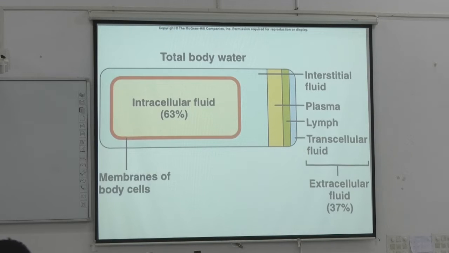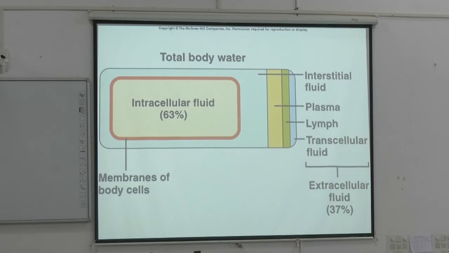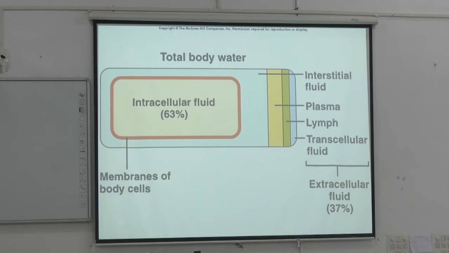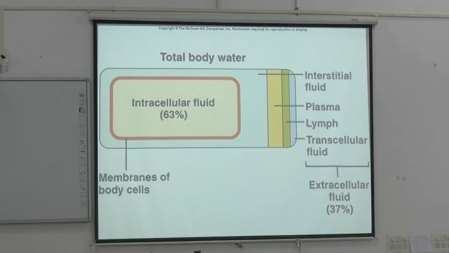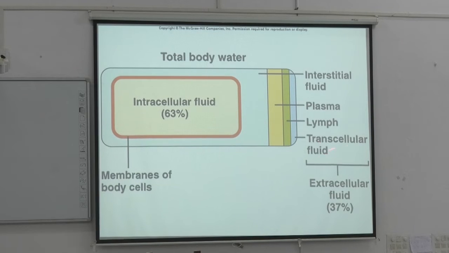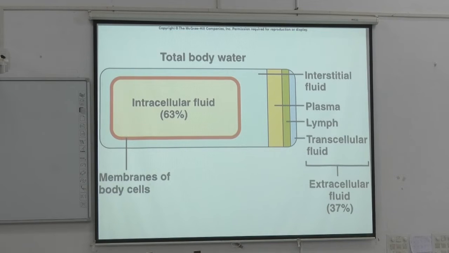Intracellular fluid, interstitial fluid. There are some terms you should understand. What is the meaning of intracellular fluid? The fluid which is present inside the cell, and the fluid which is present outside the cell but at the junction of two cells, that is called interstitial fluid. There is also another term, extracellular fluid. When we talk about extracellular fluid, it is mainly transcellular fluid and interstitial fluid. And when I talk about intracellular fluid, it is the fluid present inside the cell.